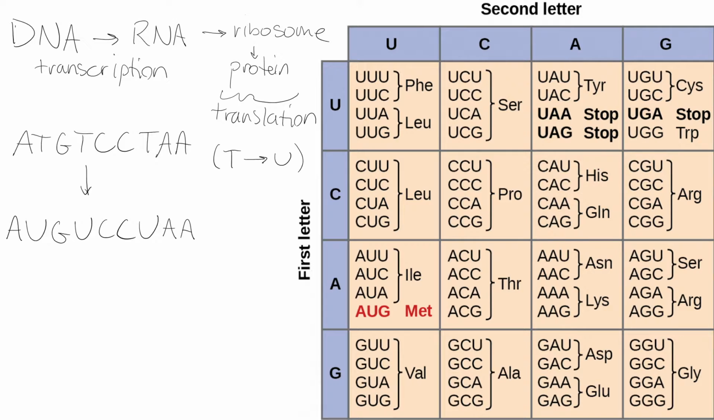With translation, it's a little more tricky, right? So the first step here is to find AUG. Find AUG. In this case, we have AUG as the first three letters in our sequence, right? So, great, awesome. It's at the very beginning, so we're going to start from there. After that, the second step is to break it up into three-letter chunks.